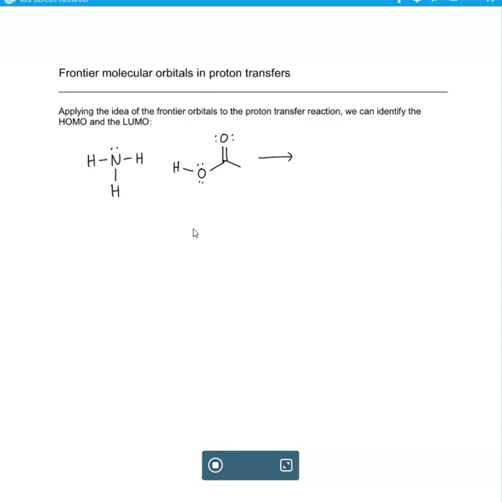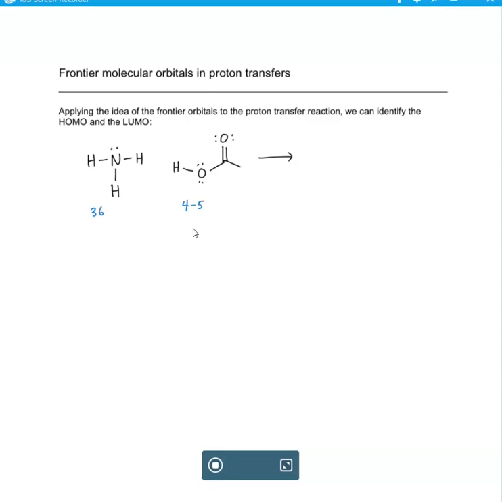Ammonia, we know the pKa value for it. It's 36. And acetic acid, we saw the pKa value for that also, but even if we didn't know its exact pKa, we know that carboxylic acids typically fall into the 4 to 5 pKa range. So let's just say 4 to 5.